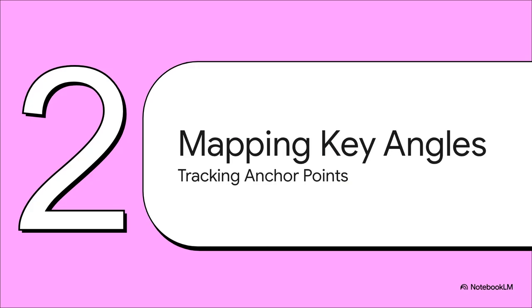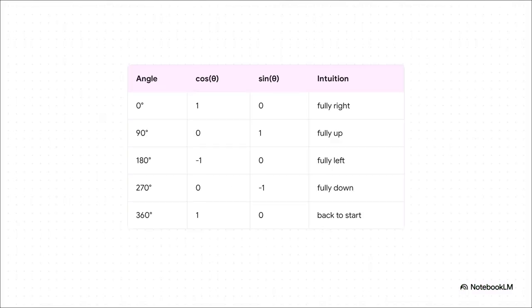Section 2. Mapping key angles, tracking anchor points. Let's move on and see how this builds chronologically as we travel around our circle. At 0 degrees, we are at the starting line, fully to the right. So our horizontal position, our cosine, is a perfect 1, and our vertical sine is 0, right? Because we haven't gone up at all. Now, drive that point up to the very top at 90 degrees. We are fully up, so our vertical sine is exactly 1, and the horizontal cosine shrinks to 0.